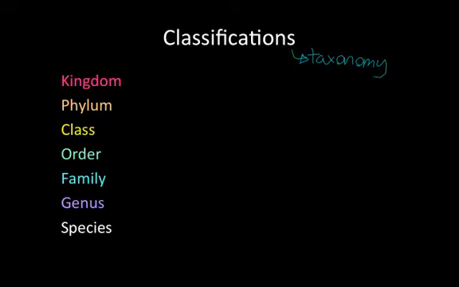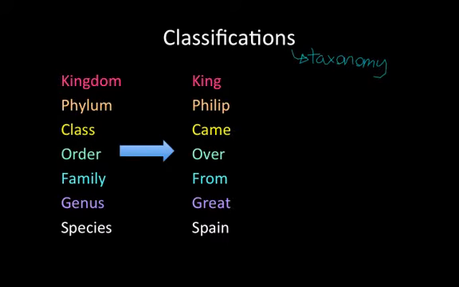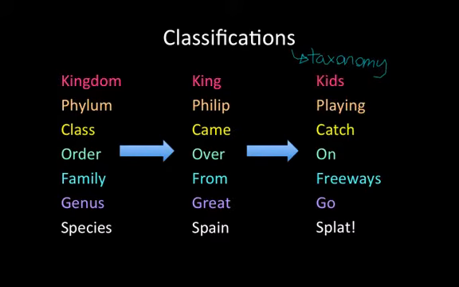Classification is part of taxonomy, which is the ordering and naming of organisms to figure out how related they are to one another. The 7 main classifications that you will find are, in this order, kingdom, phylum, class, order, family, genus, and species. An easy way you can remember this order is through an acronym such as "King Philip came over from Great Spain," or you can remember it through "Kids playing catch on freeways go splat."